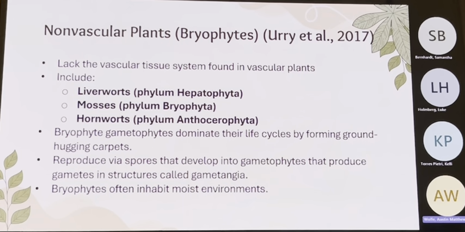Non-vascular plants, also known as bryophytes, include liverworts, mosses, and hornworts. These plants diverged early in plant evolution and possess unique adaptations. Bryophyte gametophytes dominate their life cycles, forming ground-hugging carpets. They reproduce via spores that develop into gametophytes, which produce gametes in structures called gametangia. Flagellated sperm require water to reach eggs, so bryophytes often inhabit moist environments.